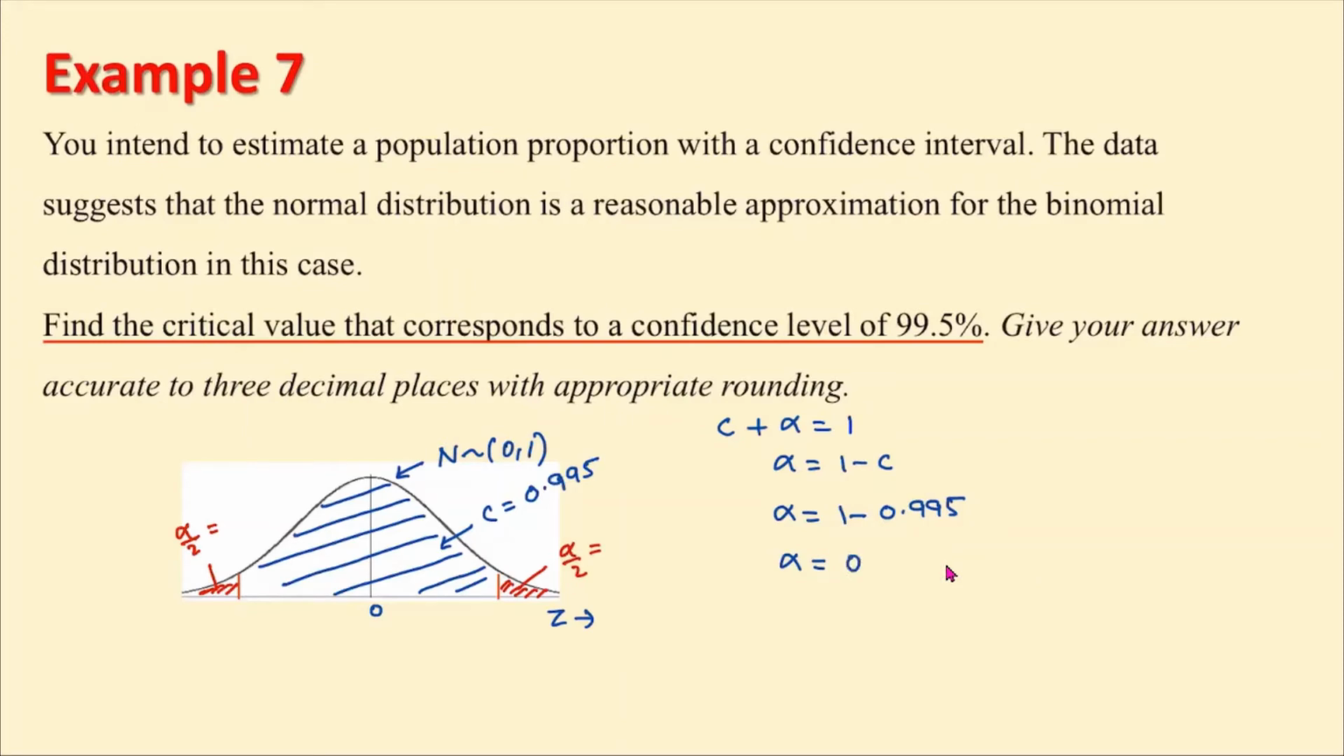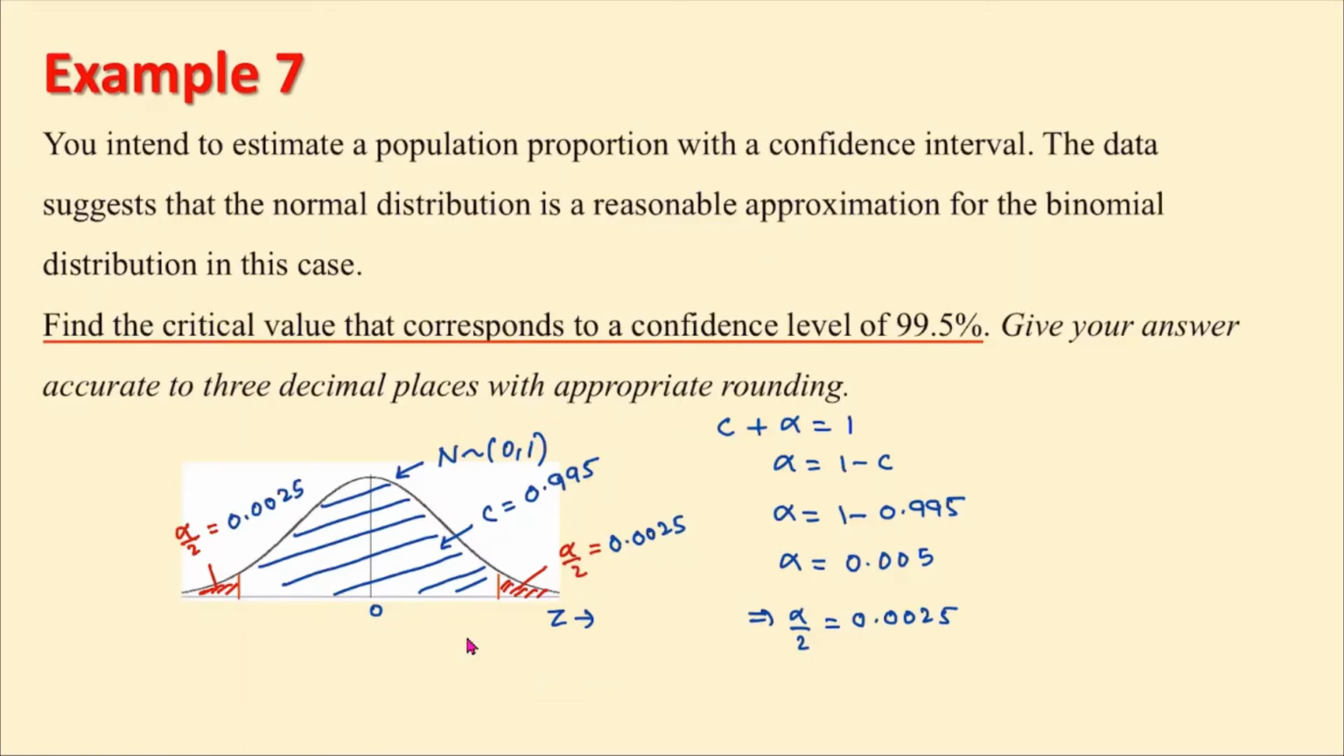or 0.005. That's your alpha. But what we need is we need to divide that into 2 parts, on the left tail and also on the right tail. So this implies your alpha over 2. When you divide that, it will be 0.0025. So this area on the right tail is 0.0025. This area on the left is also the same, 0.0025. So that is the first thing we want to do.